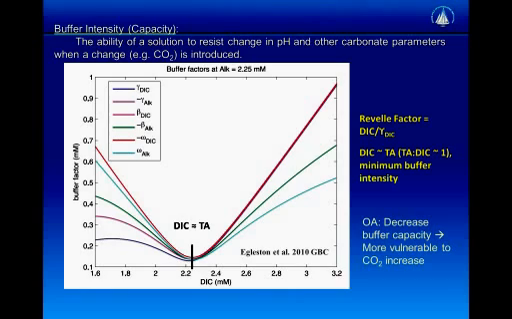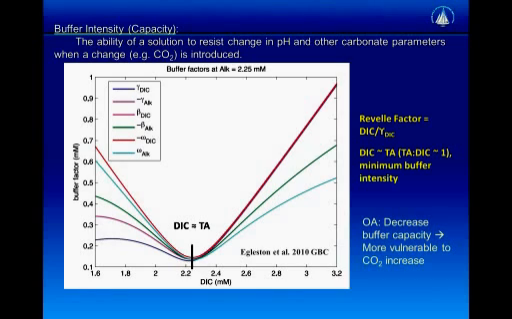So there are many buffer factors we can use to describe this buffer capacity. One very famous one is the Revelle factor, and there are many others. So this plot basically plots the buffer capacity on the y-axis, and on the x-axis is the DIC concentration.